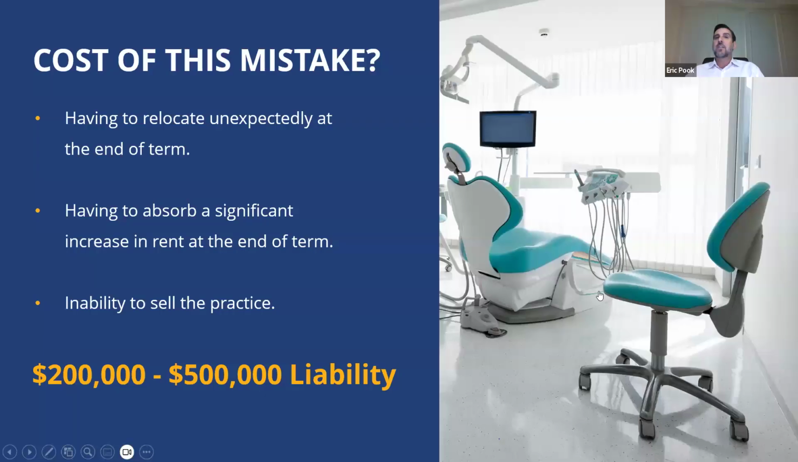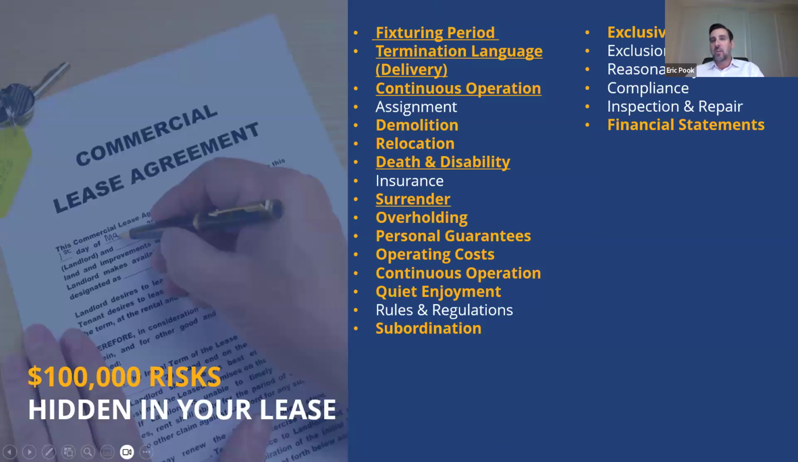Base rents, annual increases, common area maintenance, fixturing, free rent, tenant improvement allowance, landlord work. These are just some of the many different incentives and variables that are so important for you to be aware of to negotiate, as well as all these.